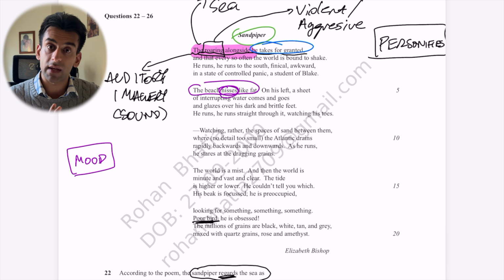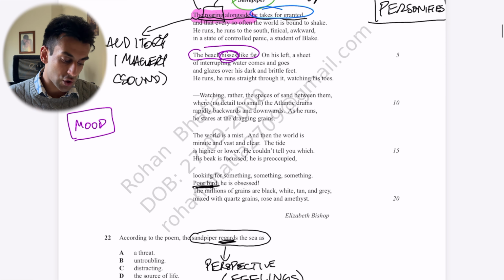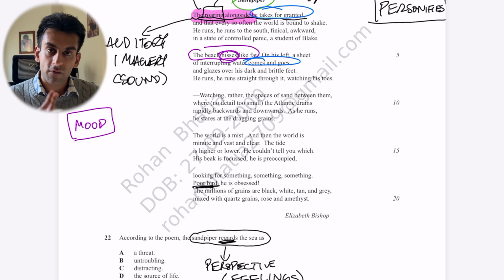In other words, maybe he's not admiring it as much as he should. He's not paying as much attention to it as he should. Okay, where "he runs to the south, finical, awkward, in a state of controlled panic, a student of Blake." Okay, but in that first stanza, that line, "he takes for granted," tells us exactly how he feels about the roaring alongside. Okay. "On his left, a sheet of interrupting water comes and goes," right? So "comes and goes" is an indication that this is his perspective, right? This is a very personal poem from the perspective of the sandpiper.